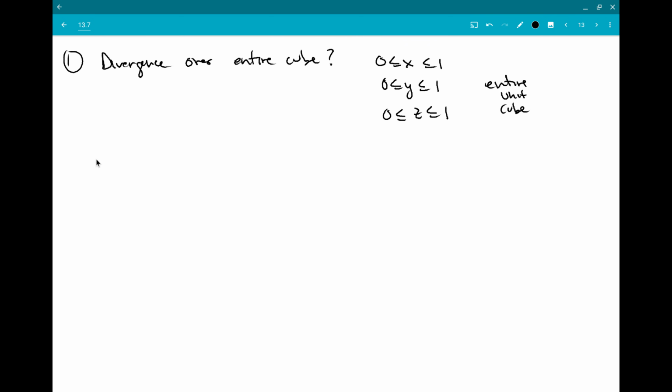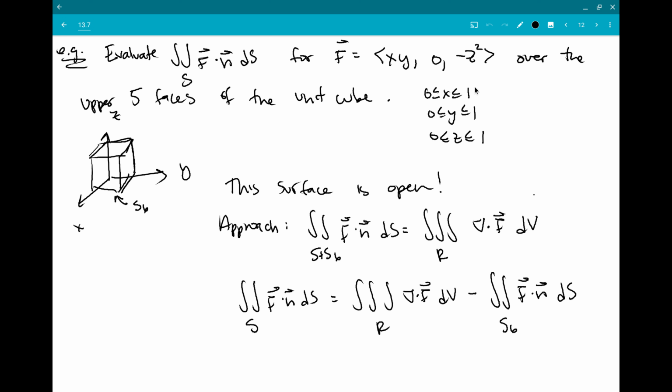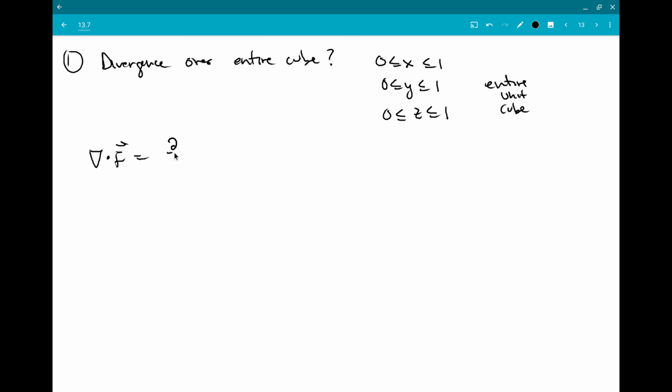So divergence over the entire cube. We better compute our divergence. Our vector field F is continuous. Okay, it's continuous and it's a closed surface. So we can go ahead and look at d dx of the first component, which was xy, plus d dy of the second component, which was 0, plus d dz of the third component, minus z squared.